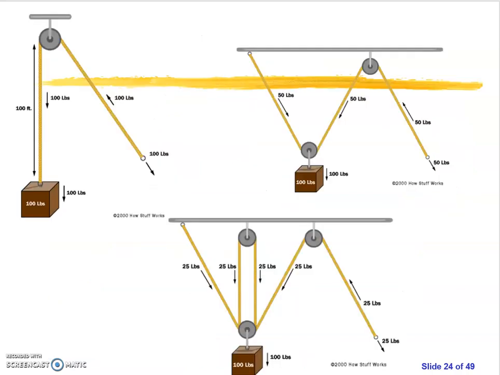Now, how does the mechanical advantage really work? If you have 100 pounds, you have a pulley system, you apply 100 pounds, you raise this weight. This is number one. Now, what if you have 100 pounds?